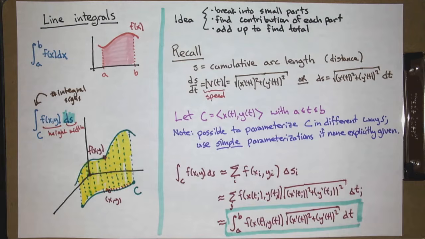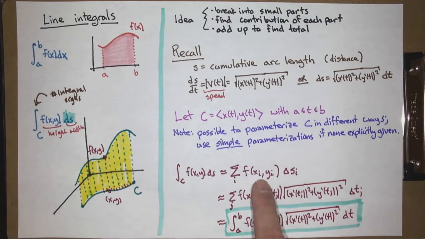Now, which parameterization should you pick? It turns out that if you have a single curve, there can be multiple different parameterizations that work. Which one should you choose? The answer is, be nice to yourself. Pick the simplest parameterization that captures that curve. If you pick a different one, you'll still get the same answer, but the computation may be a lot more unpleasant.